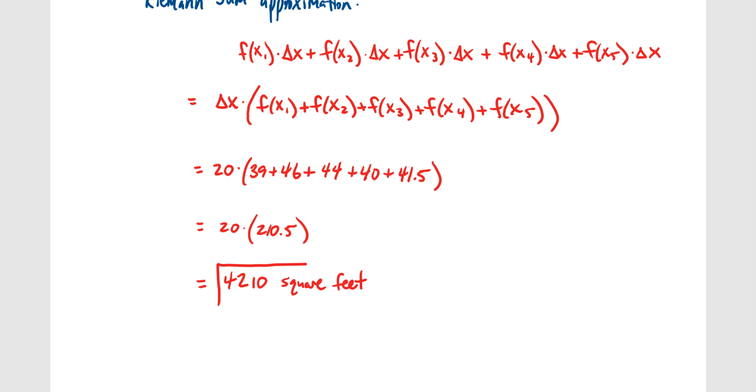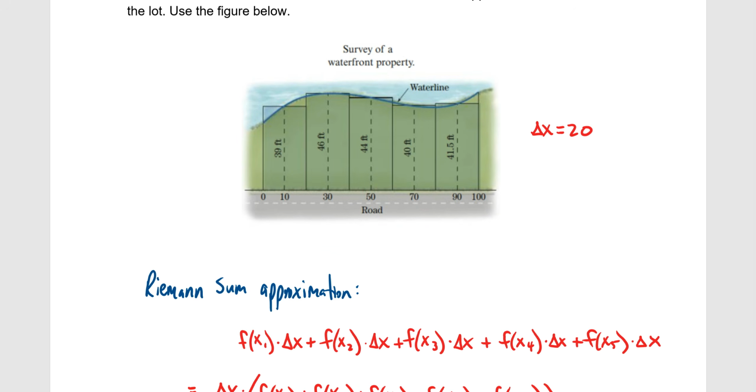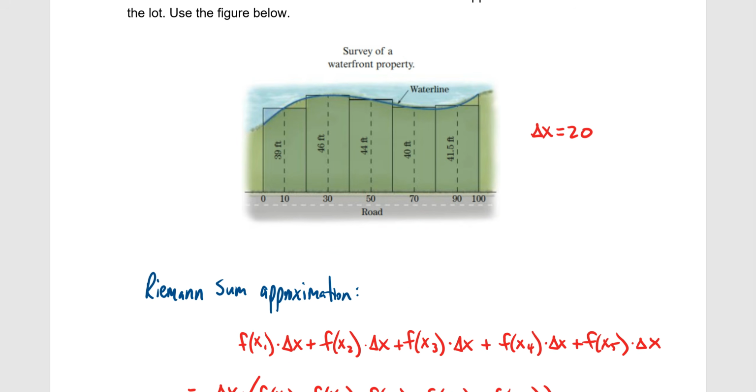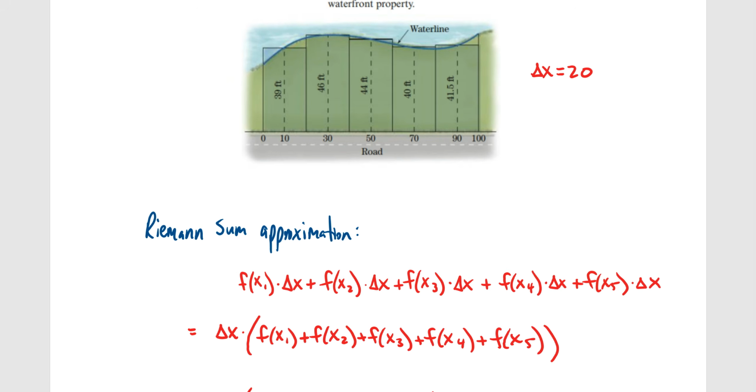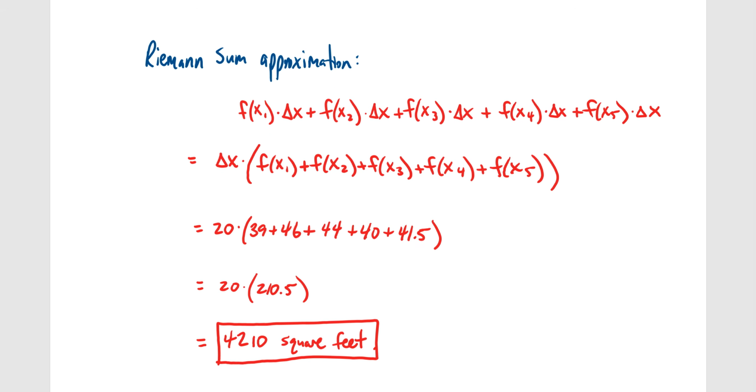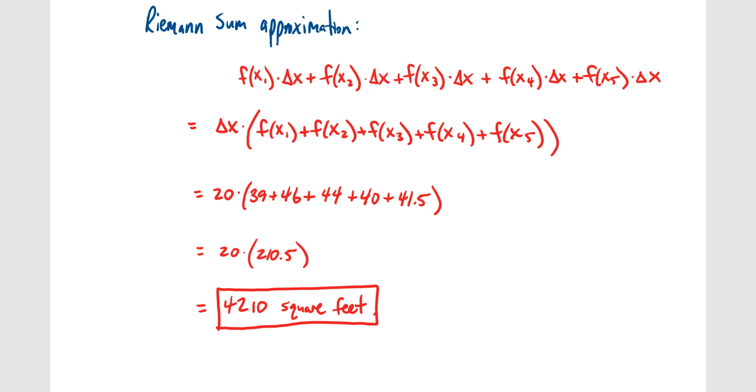And I leave out units when I'm actually doing the math, but you should have known that 20 was in feet, 210.5 was in feet. Foot times foot is foot squared, so that's another way you knew it was feet squared. Okay, so this area is approximately 4,210 square feet. Probably a little bit off because it's an approximation, but it seems like a pretty decent approximation. And all it is just adding up a whole bunch of areas of rectangles.